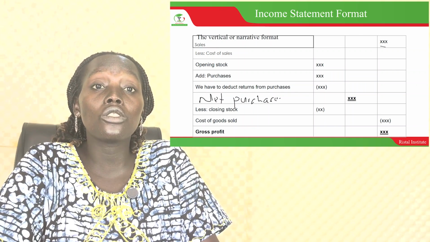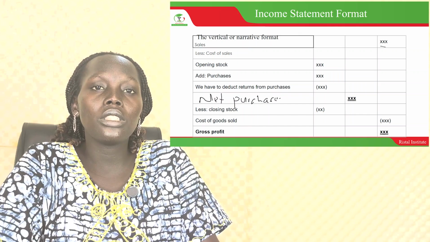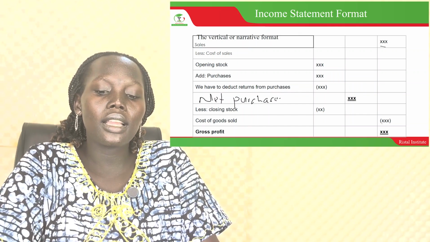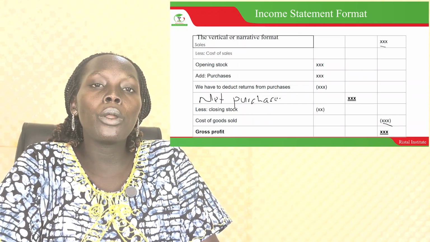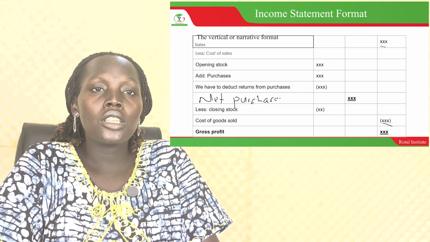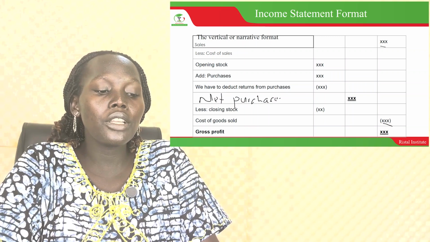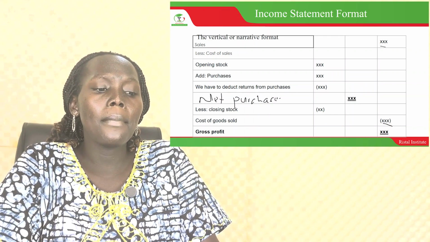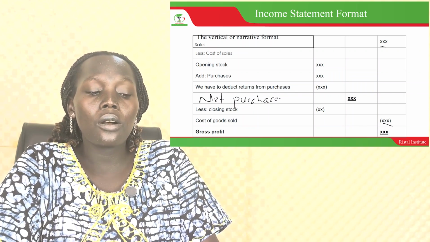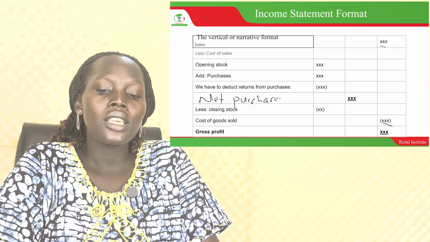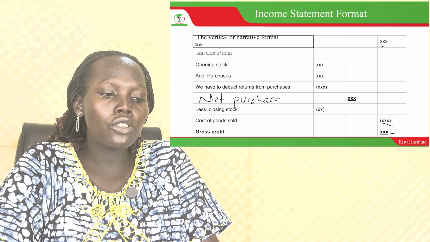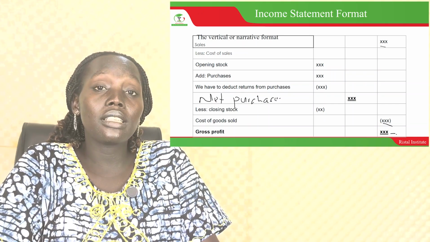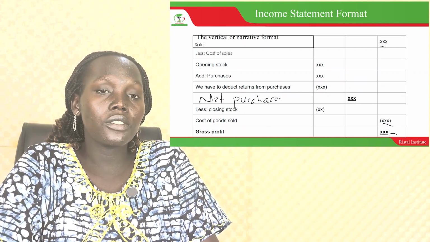The cost of goods sold, the goods that you have sold in that particular period. So that is what we get and we put here. So we want to get our gross profit. How do you get the gross profit? You get the sales minus the cost of sales to get our gross profit. So you get the sales minus cost of sales.